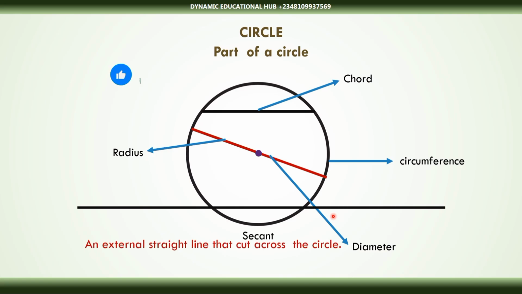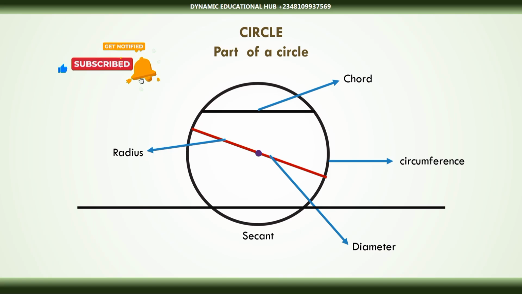Finally, we have another external line that cuts across the circle, dividing the circle into two unequal parts. The name of that line is known as a secant.